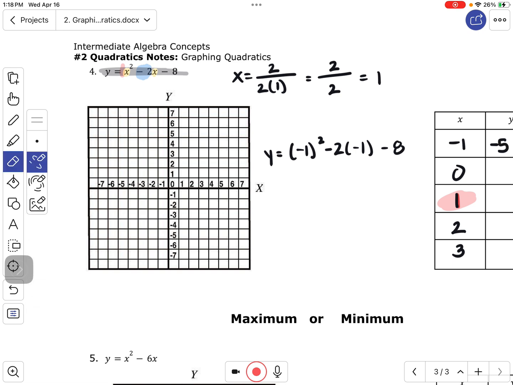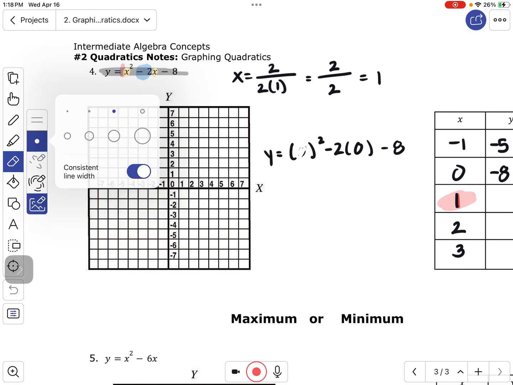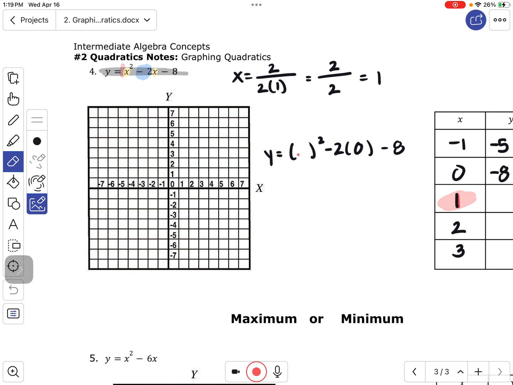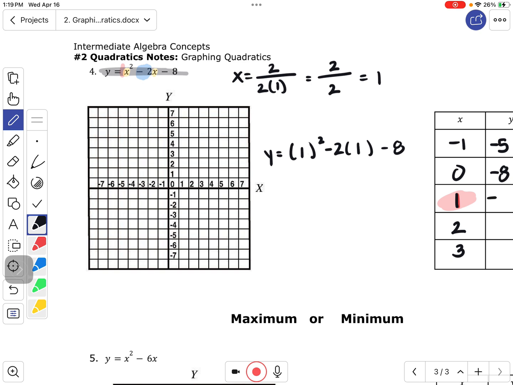Okay, now I'm going to change this -1, go a little bit bigger than that one. So I'm going to use my calculator and just erase that, and I'm going to change it to a 0. So if I put a 0 in here and a 0 in here, I get a -8. Now I'm going to change that 0 to a 1. So I'm going to do a 1 and a 1 and hit equals, and I get a -9.